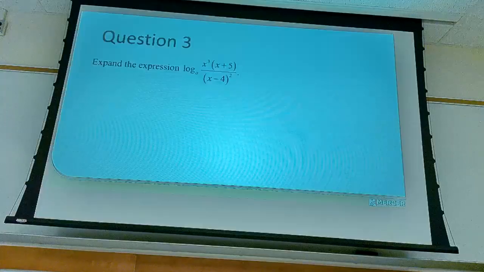So first thing, it's a quotient, right? The bottom is going to be a product. No, but we'll get there. I mean, technically it is, but we can do something else. So start with that. Okay, we have a fraction, so let's write it as the quotient law. Difference of the logs.